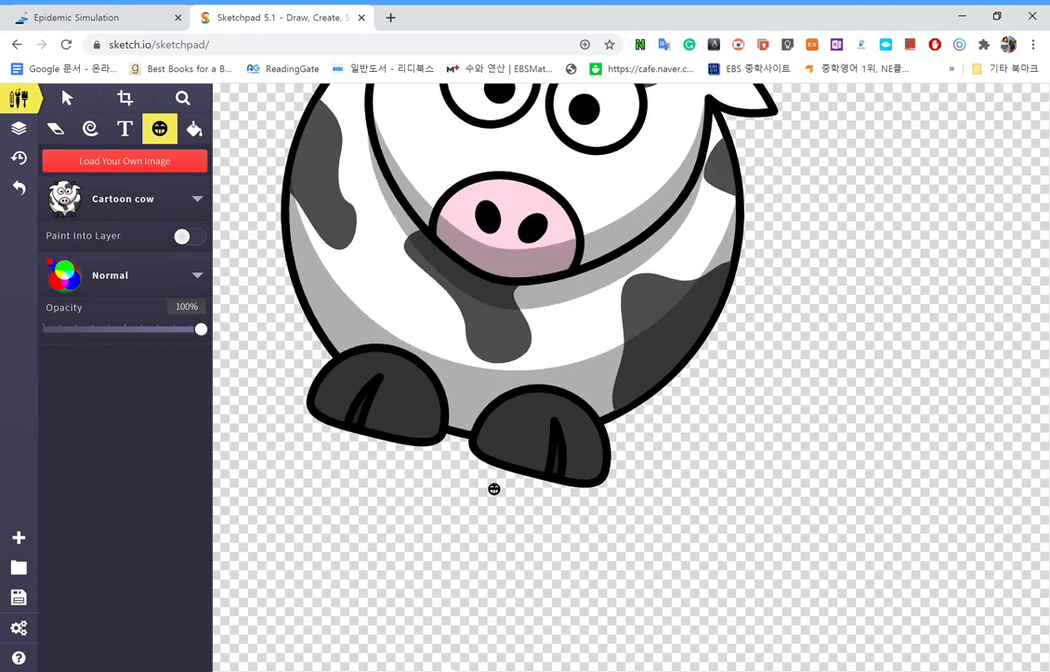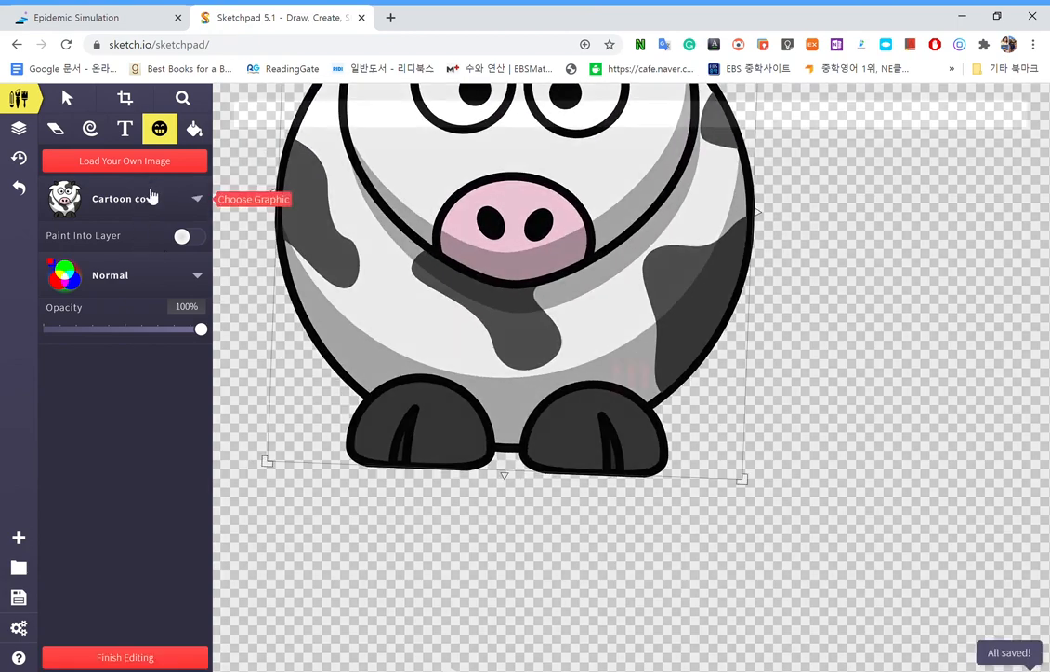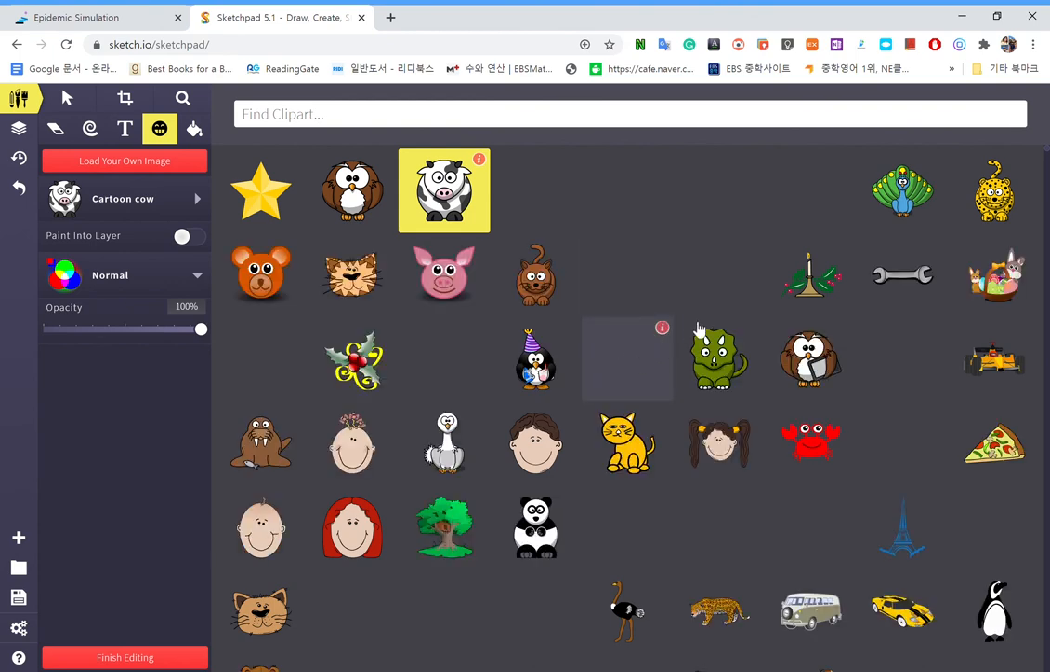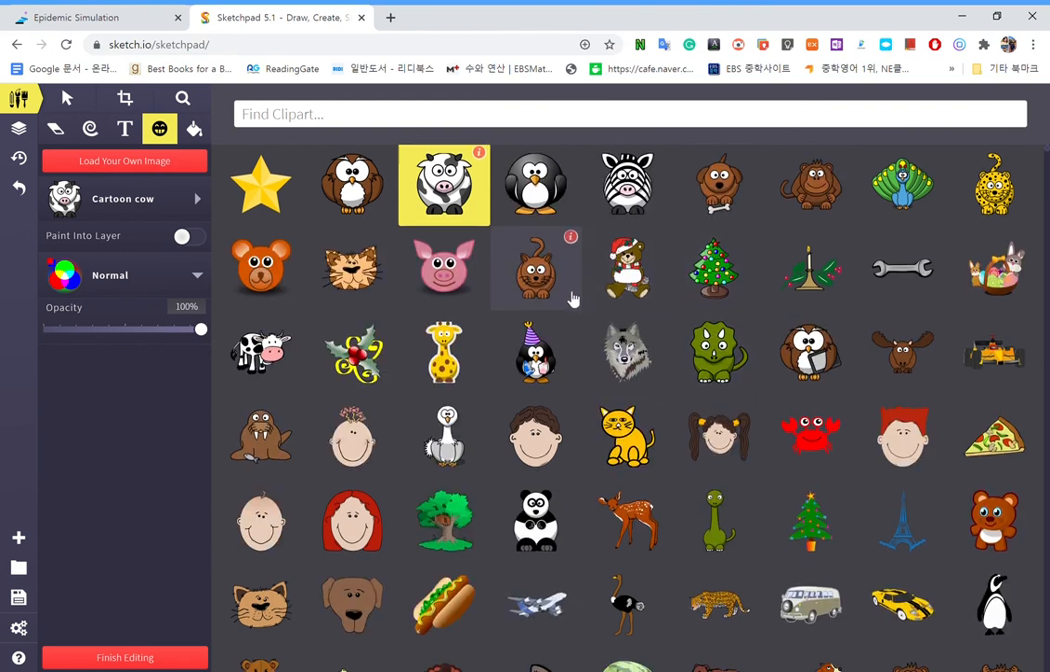What is that cow doing? Do you know what I'm looking for?